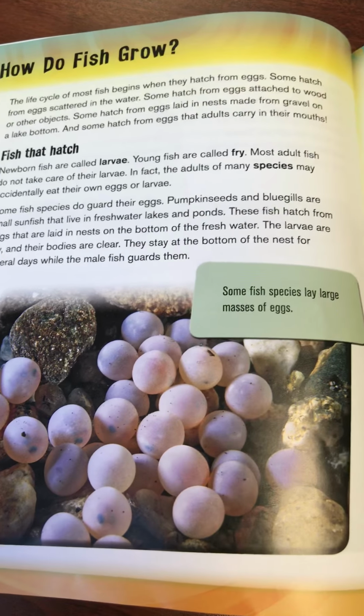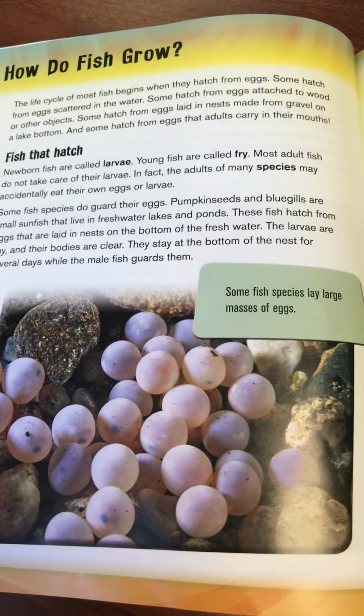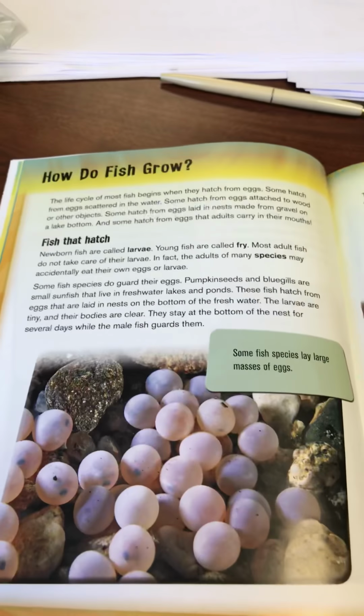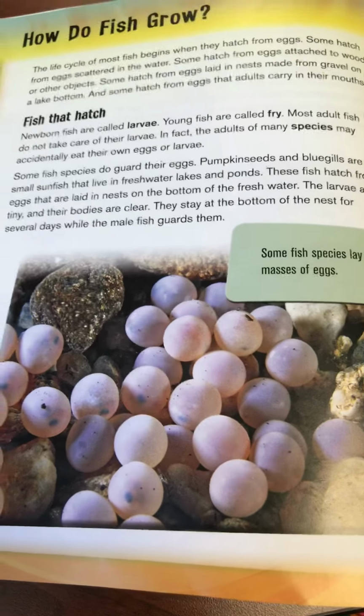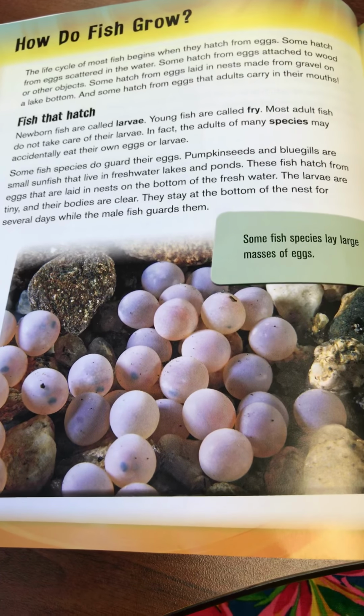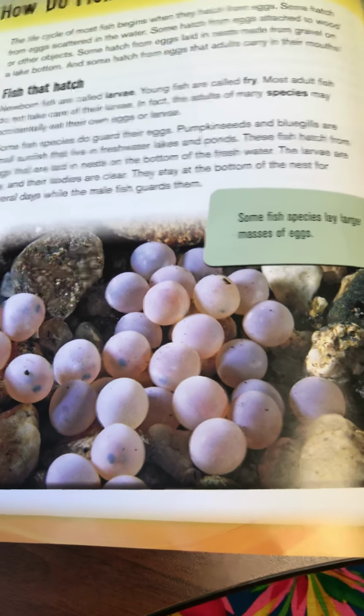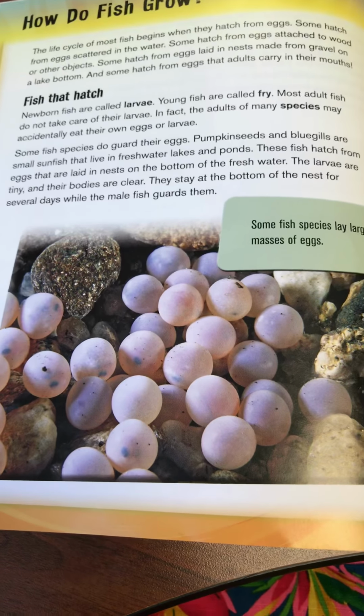Newborn fish are called larvae. Young fish are called fry. Most adult fish do not take care of their larvae. In fact, the adults of many species may accidentally eat their own eggs or larvae.